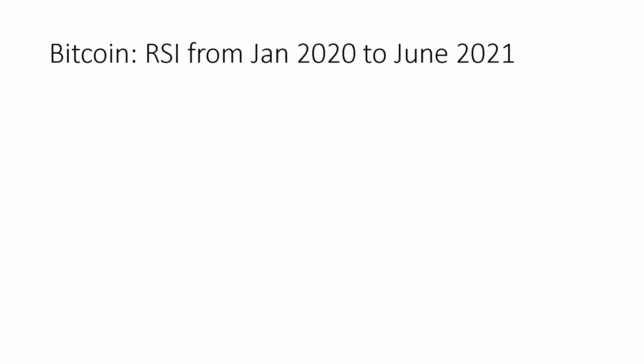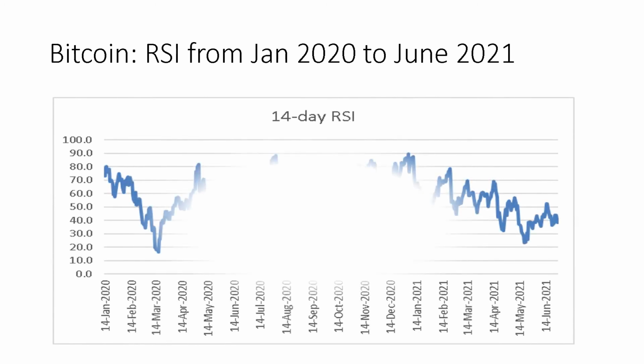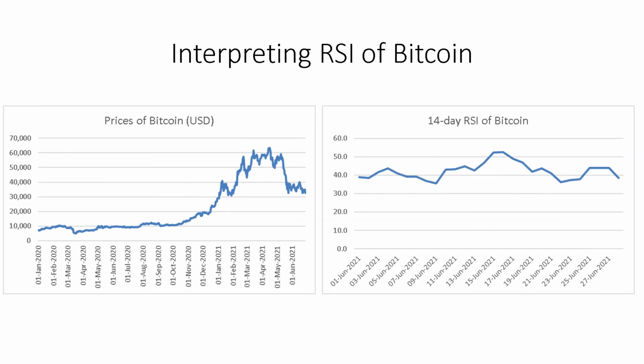After calculating the RSI, we can plot the data in a line graph. Here is the 14-day RSI for Bitcoin from January 2020 to June 2021. Let's interpret the recent price movement of Bitcoin and its RSI.